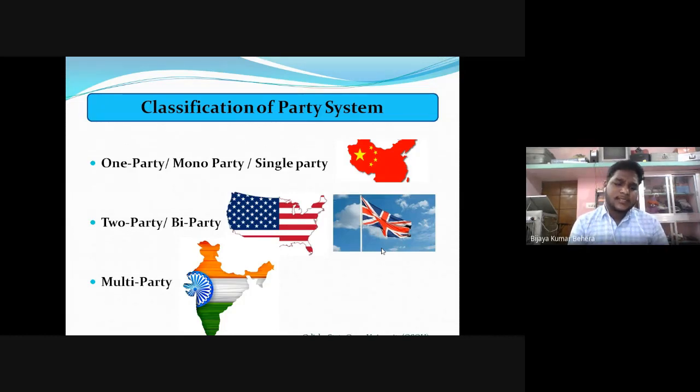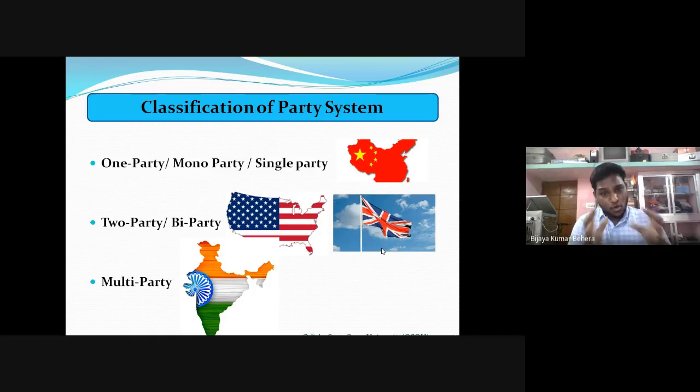And the next thing is no scope for minority representation. In a bi-party system, there is no chance. For example, in India, we have chances to represent our minority class to the government, but in a bi-party system, there is no chance to represent the minority class. The next one is that there is no alternative. People don't have any alternative. They have either A or B.